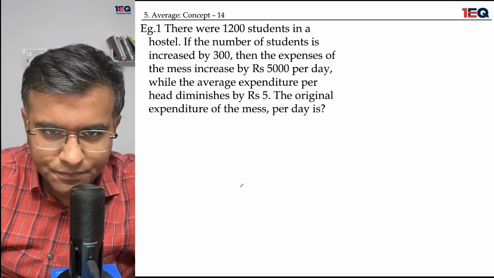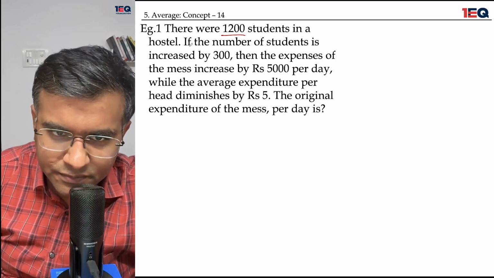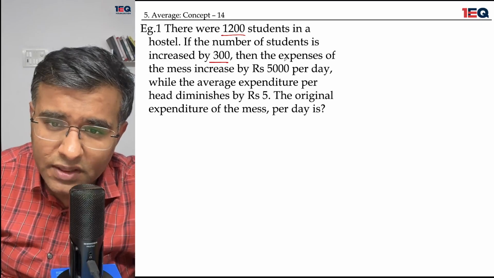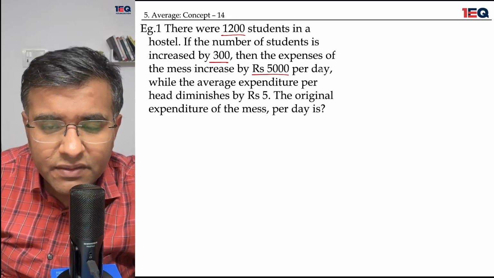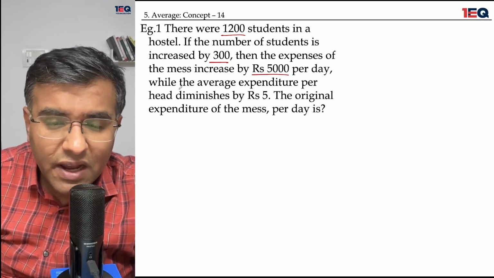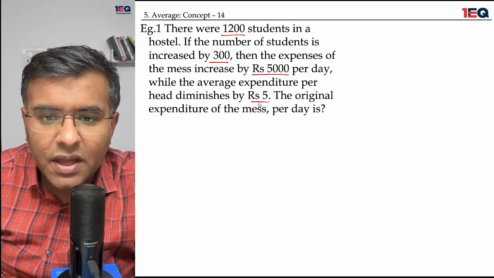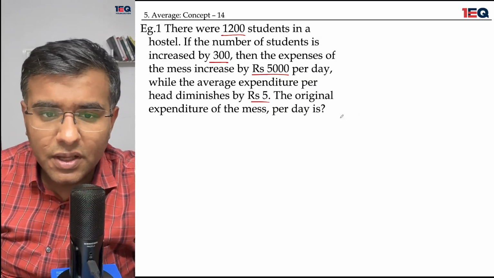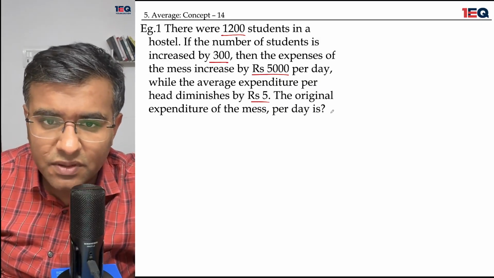So there were 1200 students in a hostel. If the number of students is increased by 300, then the expenses of the mess increase by 5000 rupees per day, while the average expenditure per head diminishes by 5 rupees. Okay, the average expenditure per day diminishes by 5 rupees. What is the original expenditure of the mess?